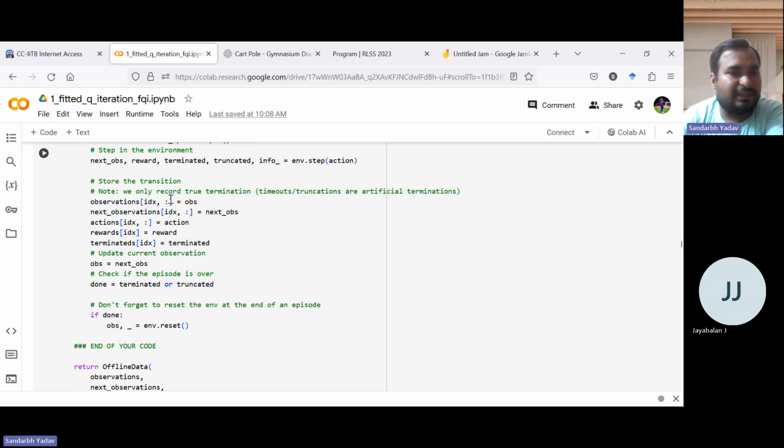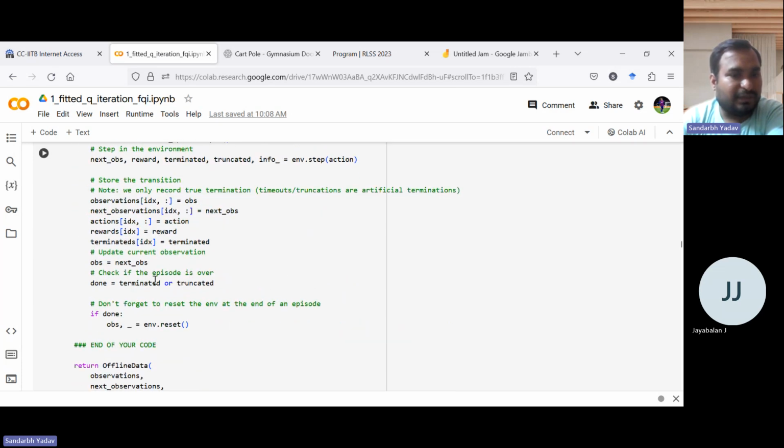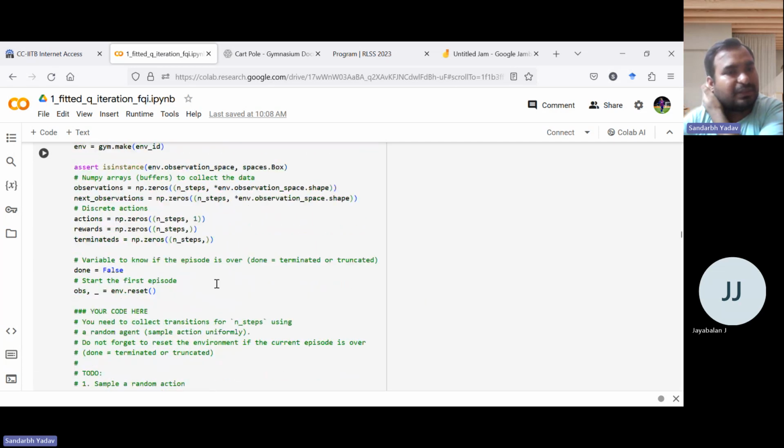So we have collected this transition, and now we are moving to the next state. This basically means we will move to the next step. Essentially this is the end of our loop. And we also check one more condition: if at any point the episode is done, where done is either terminated or truncated, then we will reset the environment so that we get a new state as the initial start state. So this is the basic function here.